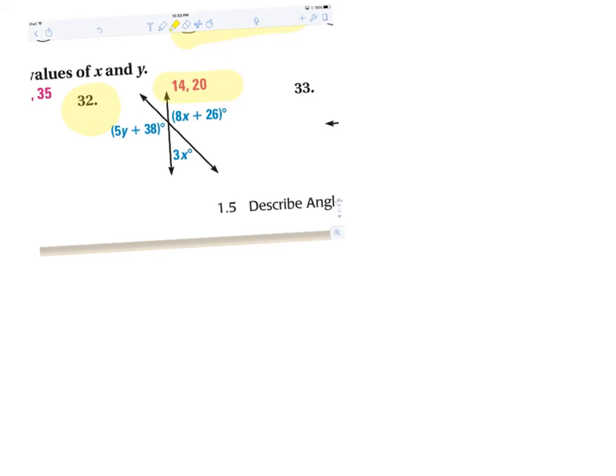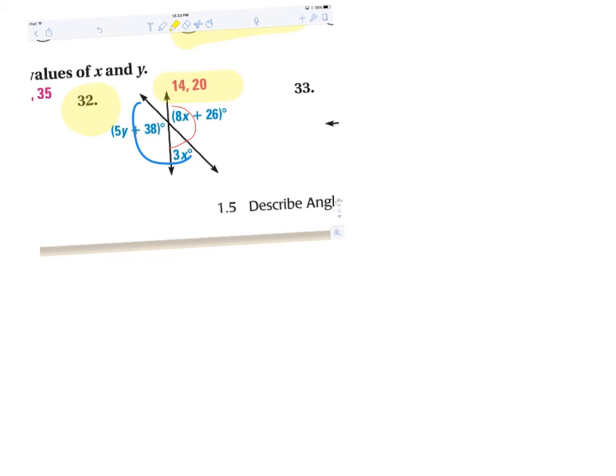I've got 2 types of angle pairs going on here. Who could give me one that they see? Nicholas. I've got a linear pair here on the right, so these two are going to add up to 180. What else do we see? Because there's a bunch of different things going on here. Claudia. The 3x would be a linear pair with the 5y plus 38.